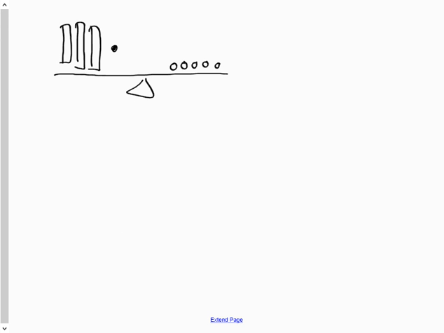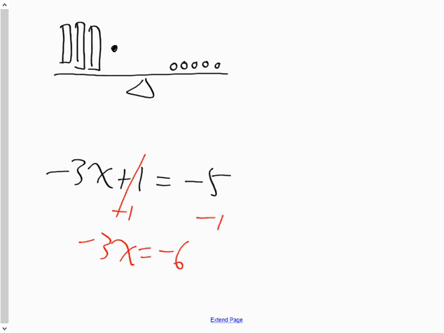And our last question, we have these here. Now remember, this is a positive x, and this is a negative x. So when we look at this particular modeling, it actually says -3x plus 1 equals -5. Once we've interpreted it, we're just going to apply opposite operation to get -3x equals -6. And then divide both sides by the -3 coefficient to get the answer of x equals +2.